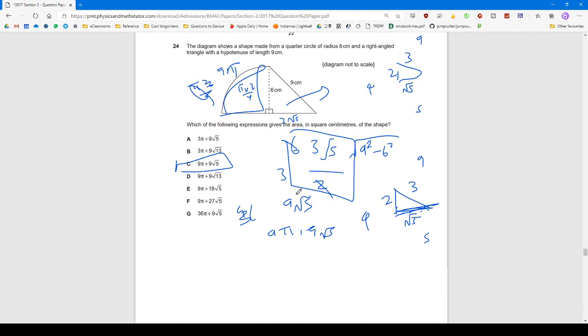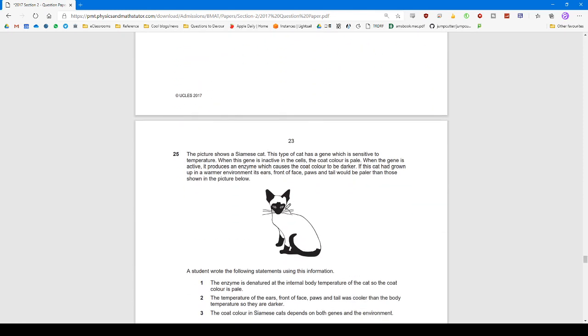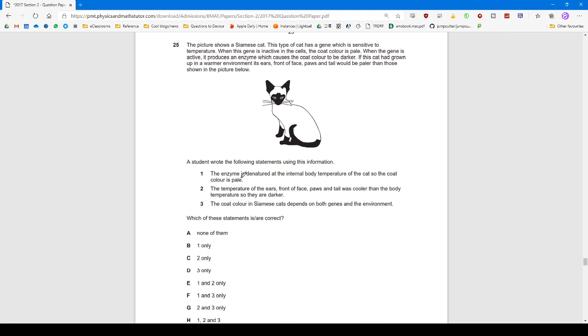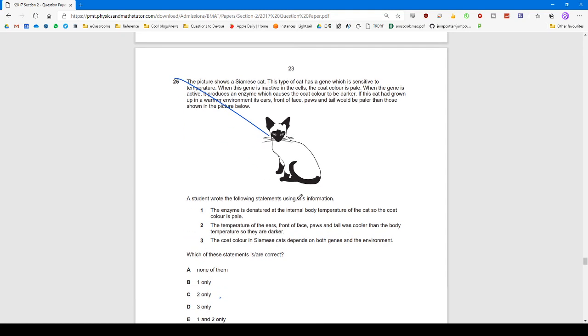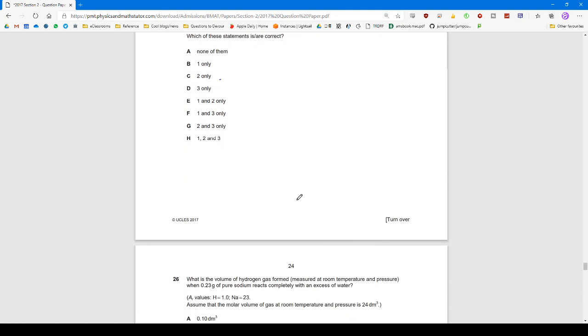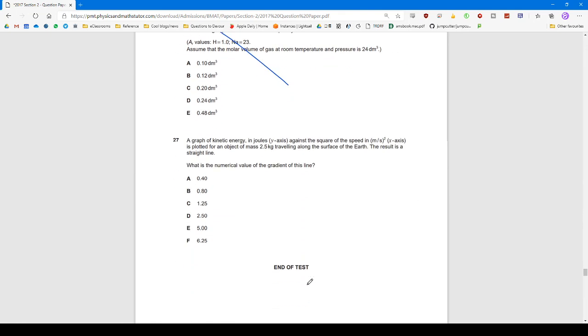Okay, let's keep going. Siamese cat. Okay, this had me confused, but this is a biology question. Chemistry question. Finally, physics question, kinetic energy.